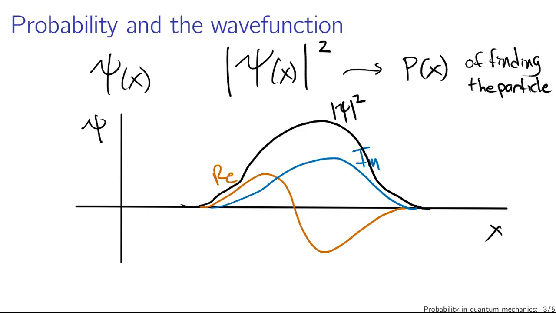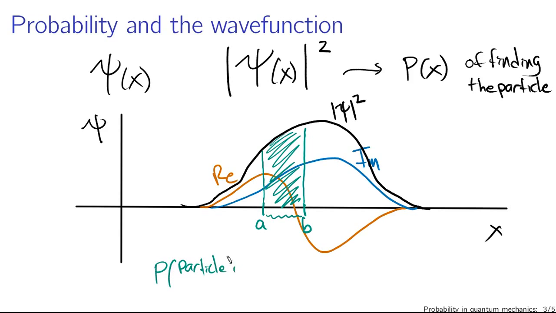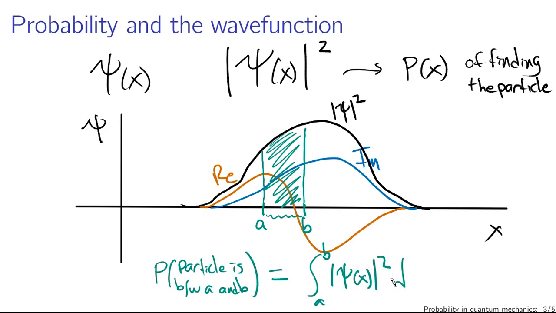Now, what does that mean mathematically? Mathematically, suppose you had two positions, A and B, and you wanted to know what the probability of finding the particle between A and B was. Given a probability distribution, you can find that by integrating the probability distribution. So the probability that the particle is between A and B is given by the integral from A to B of the squared absolute magnitude of psi dx.